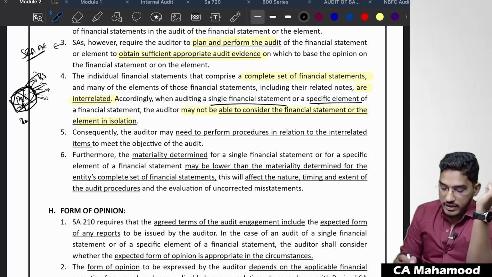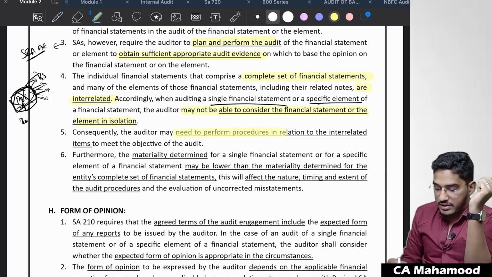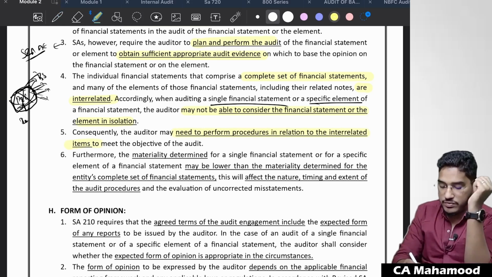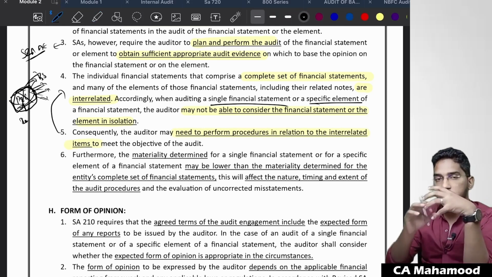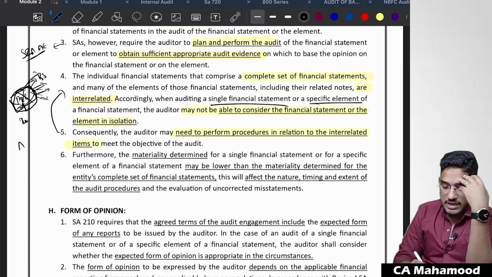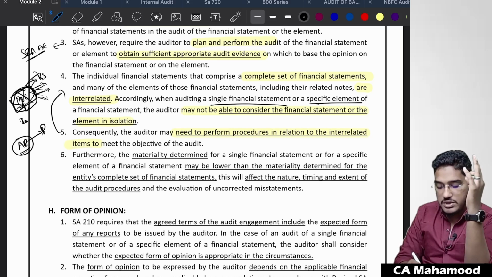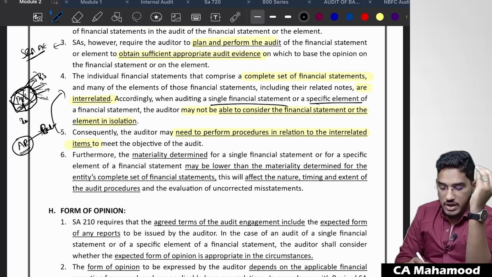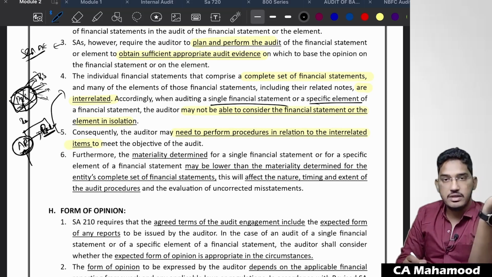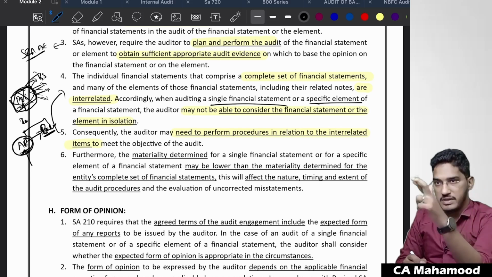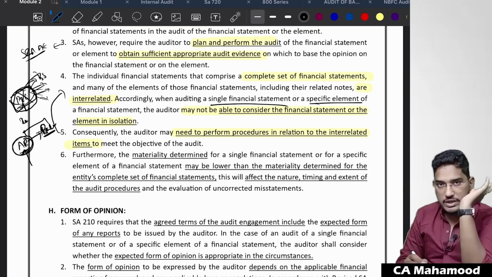Next one. Consequently, the auditor may need to perform procedures in relation to that interrelated item. It is related to the fourth point only. Since they are interrelated, you need to perform audit procedures on related items also. For example, if you are called upon to conduct the audit of only accounts receivable, that is debtors, we all know that accounts receivable has a close relationship with sales of the company. So when you are called upon to conduct the audit of only accounts receivable, definitely you need to perform some audit activities relating to the revenue also, because accounts receivable arises from revenue related transactions only. So they are interrelated. If they are interrelated, on those interrelated transactions also you need to perform some procedures.